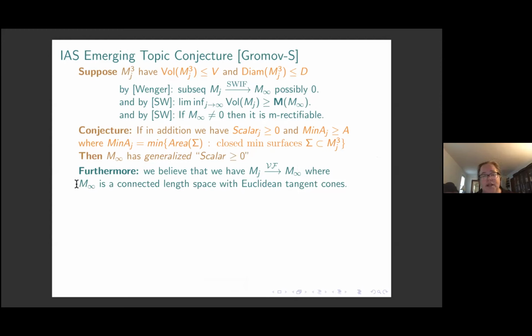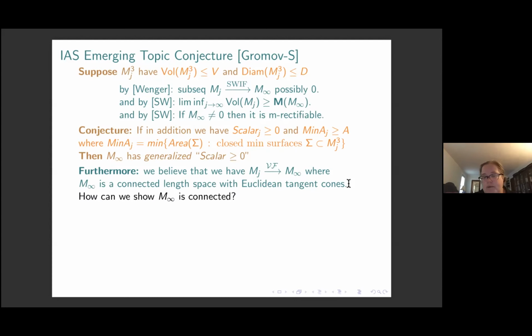But what I want to emphasize is this conjecture also includes that M infinity should be connected. So we don't have tubes in the middle where things disappear. I mean, obviously you could draw those if you didn't have the min A. So it's connected and there are Euclidean tangent cones. That means that we don't end up with a limit where the tangent cones are things like normed spaces, like taxi space.